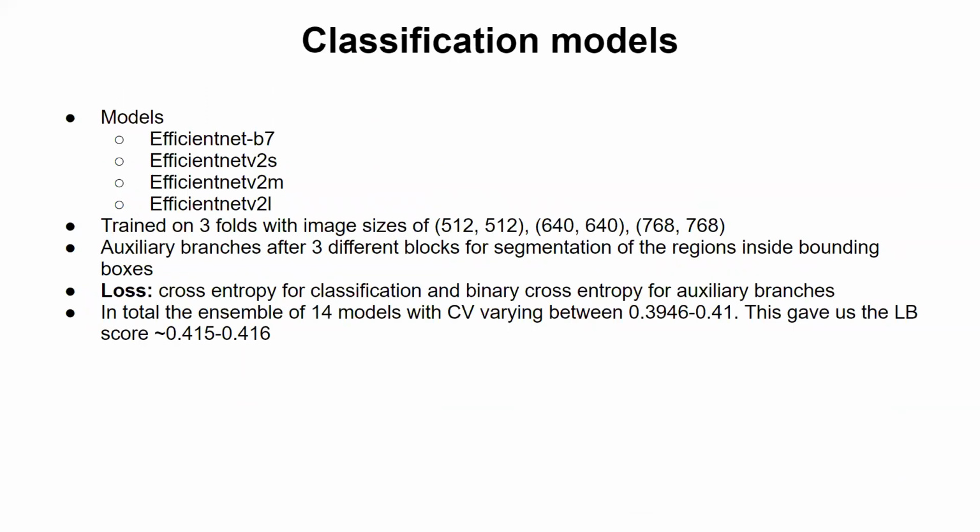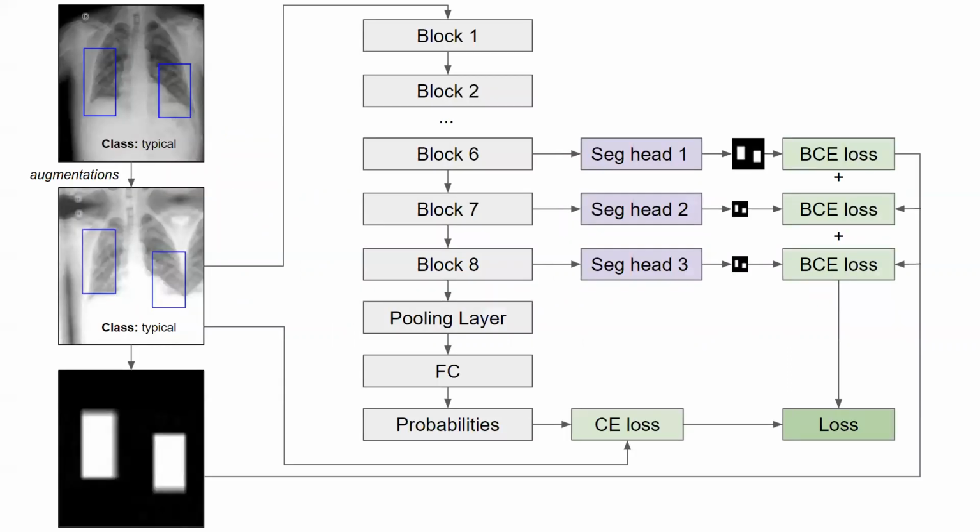For classification, we used EfficientNet B7, V2S, V2M, and V2L. Those were trained on 3 different folds with different image sizes. Auxiliary branches after 3 different blocks were added, which will be shown in the next slide. In total, we got 14 models, and their ensemble gave us 41.5 to 41.6% mean average precision.